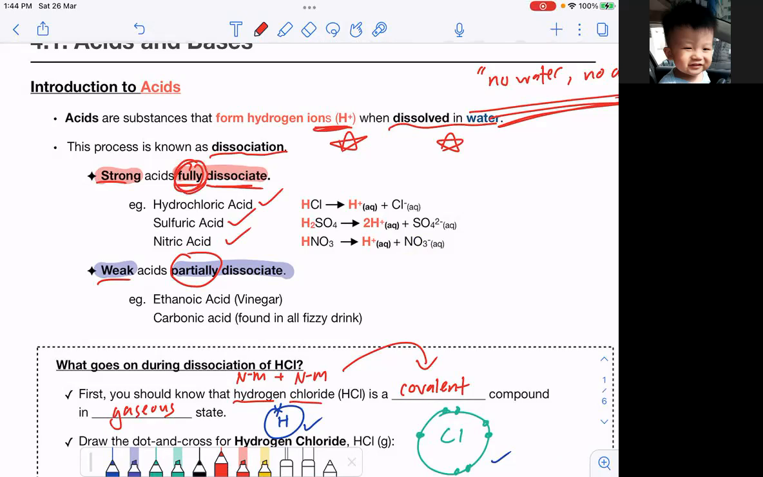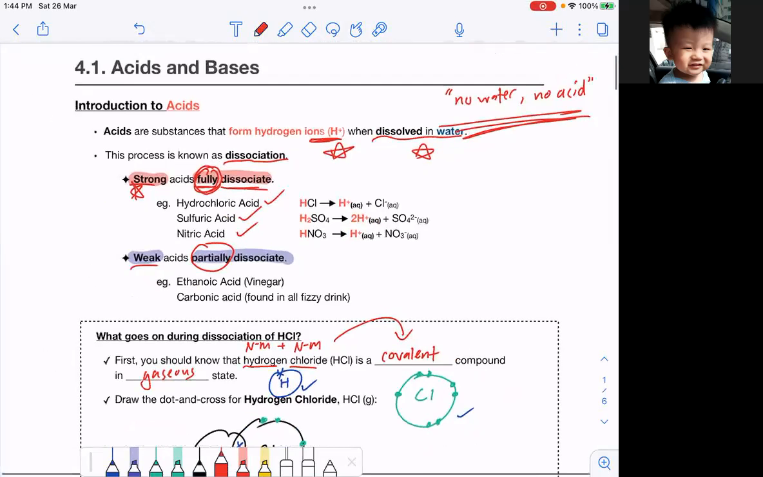So are they strong or weak? Very strong acids. Why are they strong acids? Because the bond is very weak. The H plus and Cl minus, when you throw in the water, can easily split. Let's say I give you, pretending, 2,000 pieces of HCl. 2,000 is just a random number. I throw them into water. How many H plus do I get in the water?